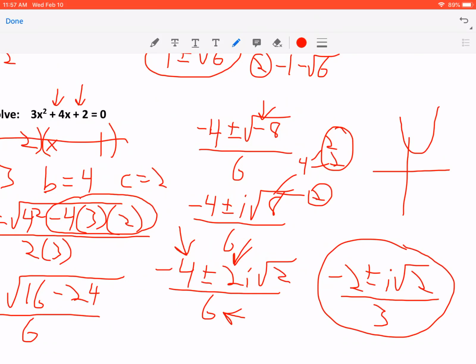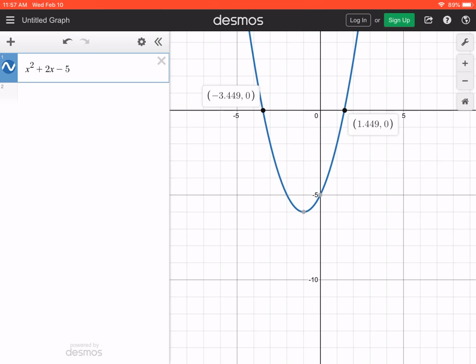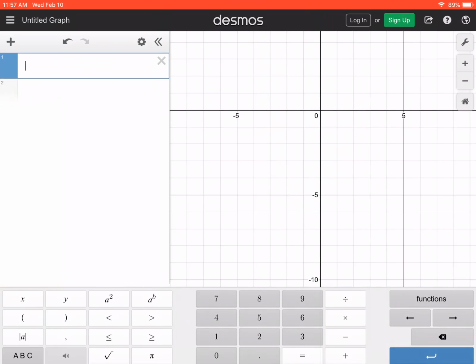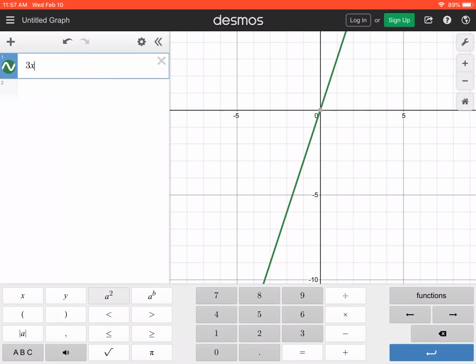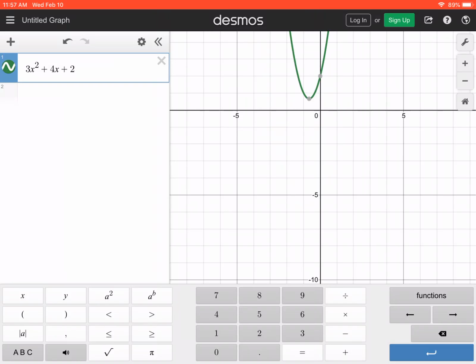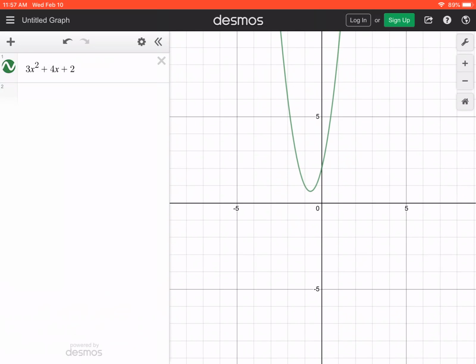So I'm going to type it in Desmos and see if that's true. So 3x squared plus 4x plus 2. Let's type it in real quick. So 3x squared plus 4x plus 2. And guess what? It does not hit the x-axis. So that's called imaginary solution. That means you had a negative inside of the radical.